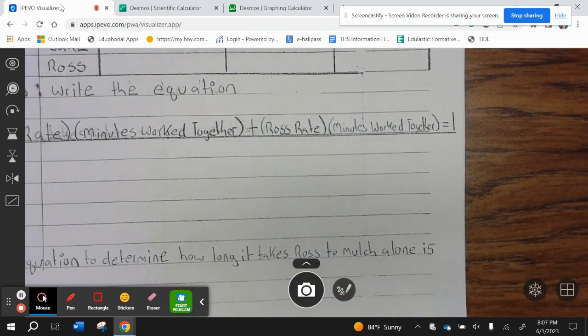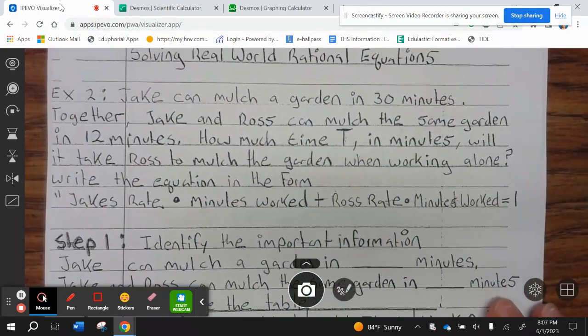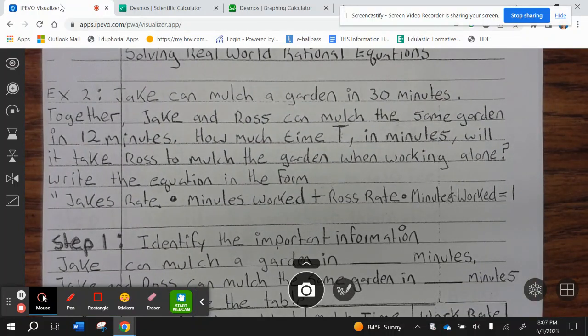All right, let's take a look at example 2. Jake can mulch a garden in 30 minutes. Together, Jake and Ross can mulch the same garden in 12 minutes. How much time t in minutes will it take Ross to mulch the garden when working alone? Write the equation in the form Jake's rate times minutes worked plus Ross's rate times minutes worked equals 1.